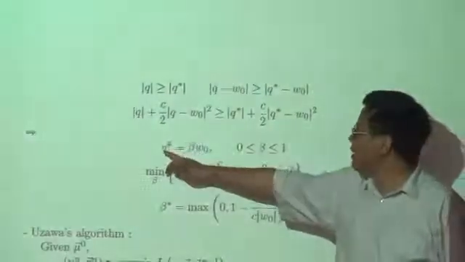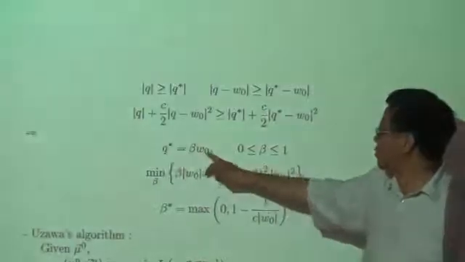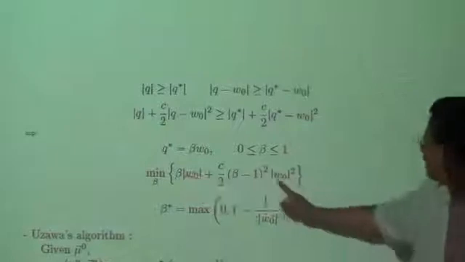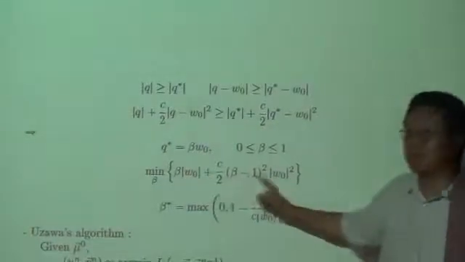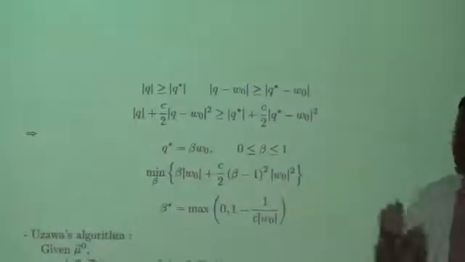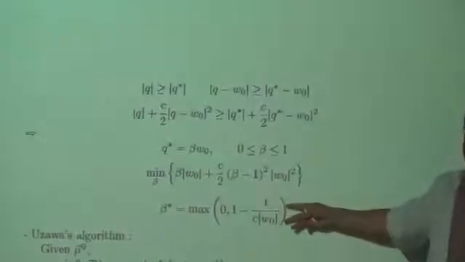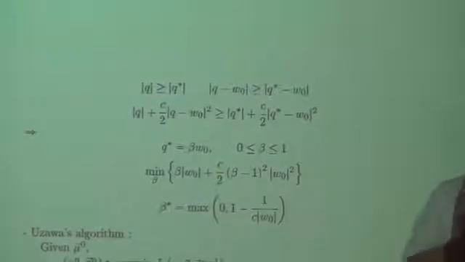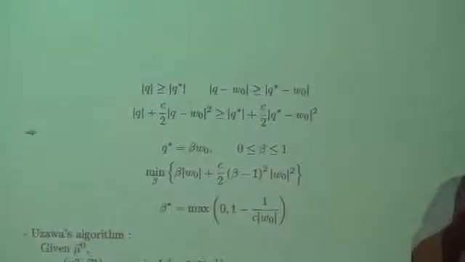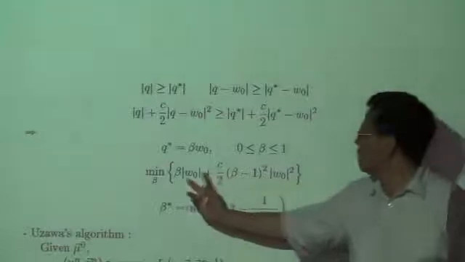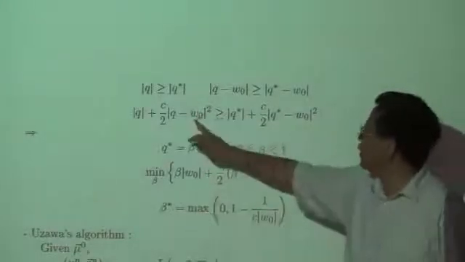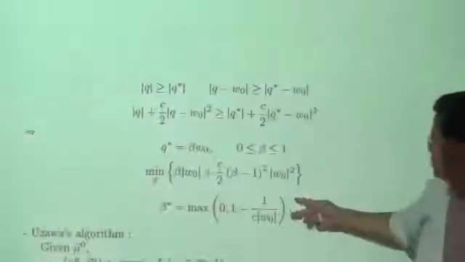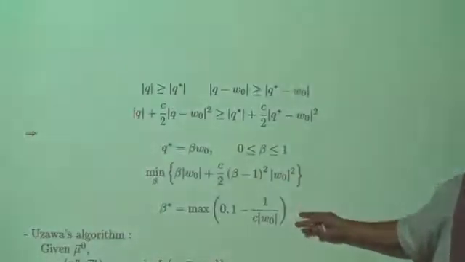And then if Q is on that line, Q star must equal beta W0, and beta should be between 0 and 1. Putting it here, for beta it is just a quadratic. And for the quadratic you get the minimizer, and the minimizer must be given in such a way. So this is a very elementary explanation. If you minimize a mixing of norm to the power 1 and norm to the power 2, it turns out to be shrinkage.